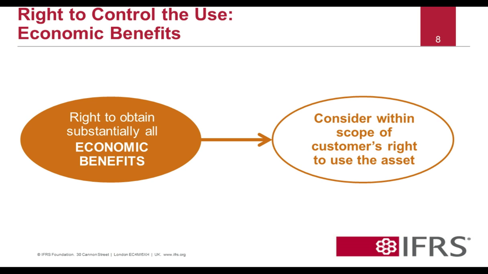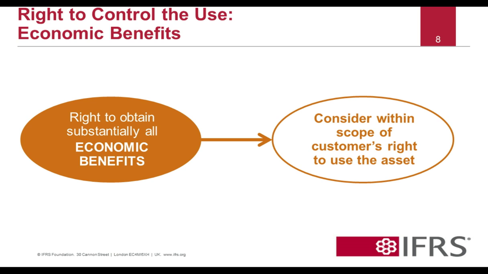The fact that there might be potentially more economic benefits associated with using more mileage isn't relevant because that is outside the scope of the customer's right of use in the contract. So in that case, if substantially all economic benefits associated with using the car up to the specified amount of mileage can be obtained by the customer, then the economic benefit criterion will be satisfied.